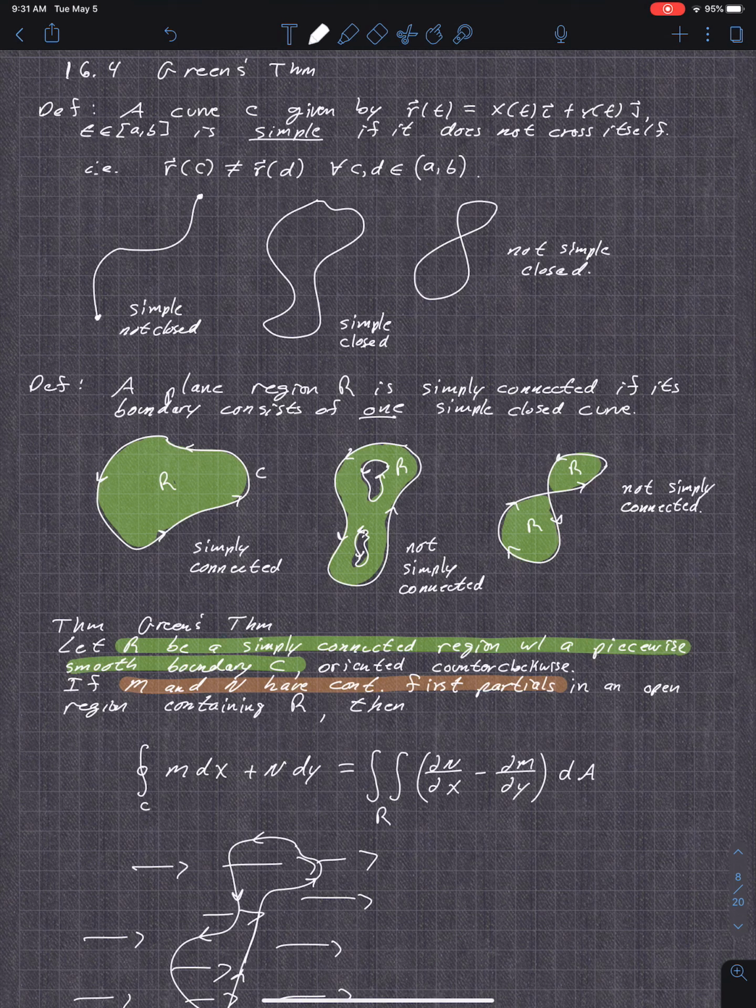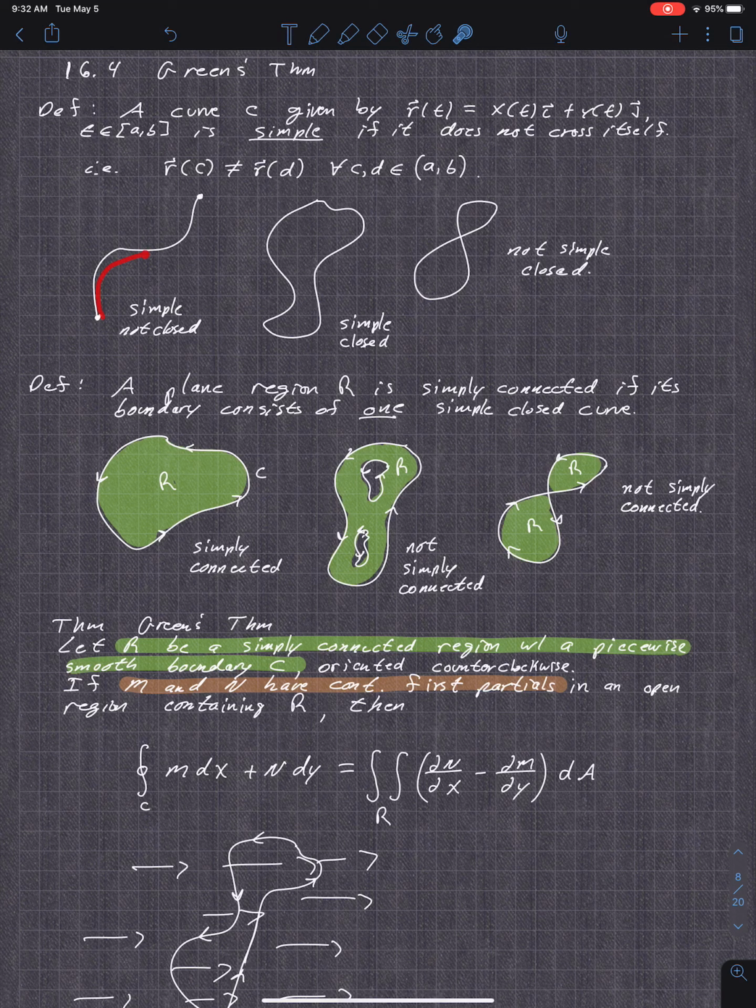That's that concept. And it has vector fields all built in. So there's vector fields, it doesn't work without that essentially. So let's go through the definitions and examples here. A curve C is given by x of t, y of t, and it's simple, meaning it doesn't cross itself.